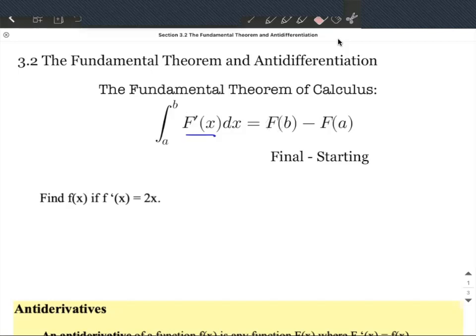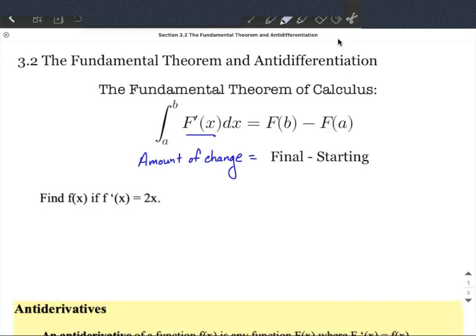And to evaluate this, what we'll do is plug in the upper bound into this antiderivative and subtract away when we plug the lower bound and evaluate that into the original function without the derivative. So one way to think about this is on the left-hand side, that integral can represent the amount of change. And that corresponds with wherever your final place is minus your starting place.